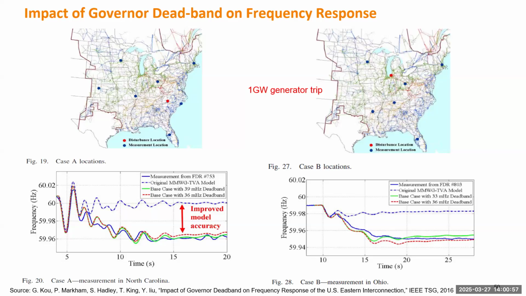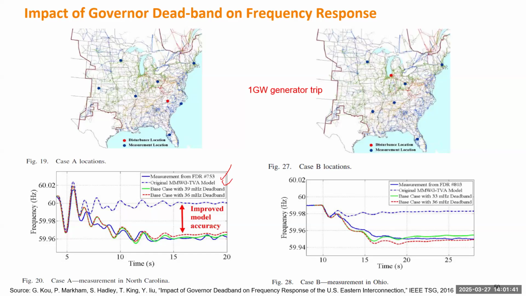And also they maintain the FNET devices to collect the measurement data on the frequency disturbance. So they can compare the simulation result to the measurements. Here, the solid blue line is from the measurements. That reflects the true system response of the Eastern Interconnection. The second, the broken blue line, indicates the simulation result using the MMWG model, surrounding the TVA area. So that reflects the most accurate model you have.